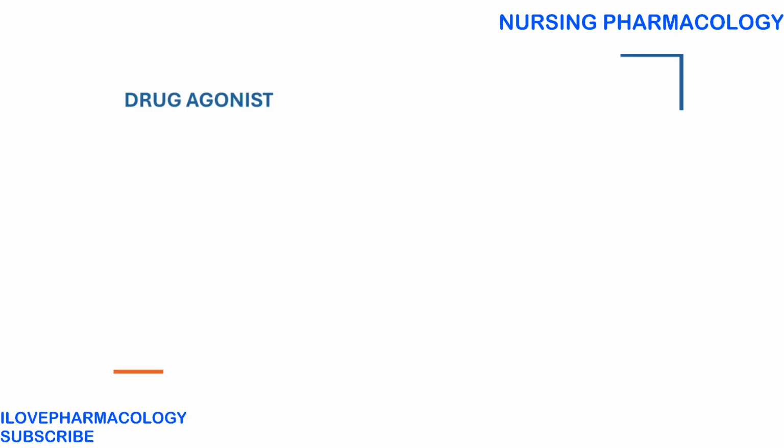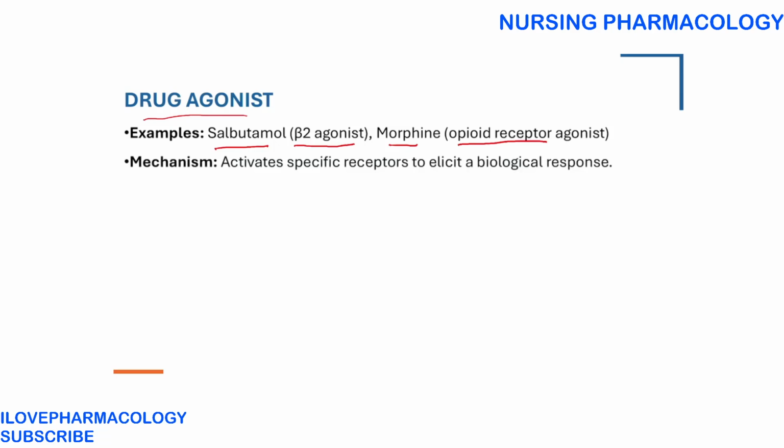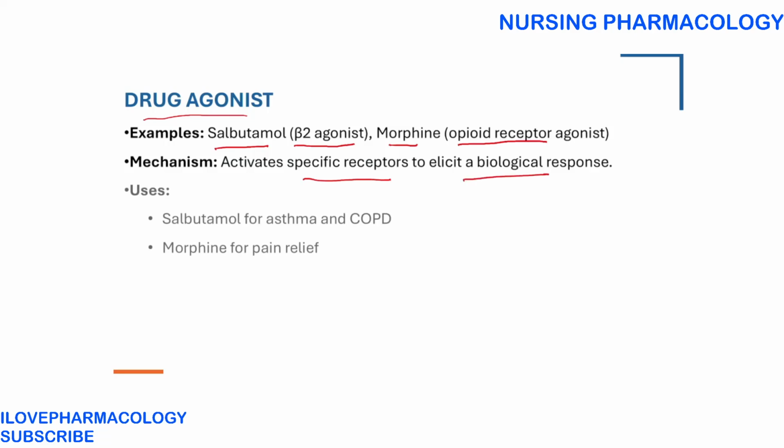So first is the drug agonist. As you know, drug agonists are the ones which act on a particular receptor and activate the physiological process. Here salbutamol is a beta 2 agonist which activates beta 2 receptors and causes bronchodilation, whereas morphine acts on the opioid receptor and has agonistic activity, and it helps in relief of pain. So mechanism, basically they activate the specific receptor to elicit the physiological or biological response.